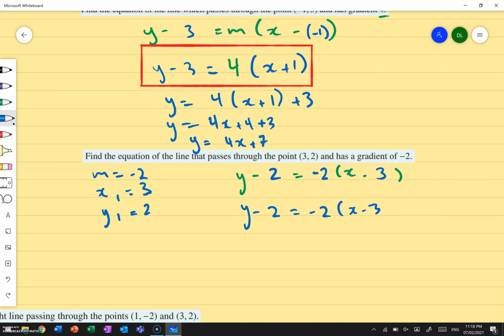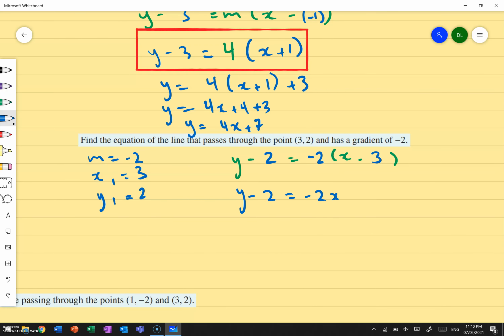I'm going to try and solve this, transpose this, expand, etc., in order to get our gradient intercept form. I'm going to expand, I get negative 2x, and then negative 2 times my negative 3, which gives me positive 6. Y equals 2, I'm going to add 2 on both sides, negative 2x plus 8, and that's our final answer.